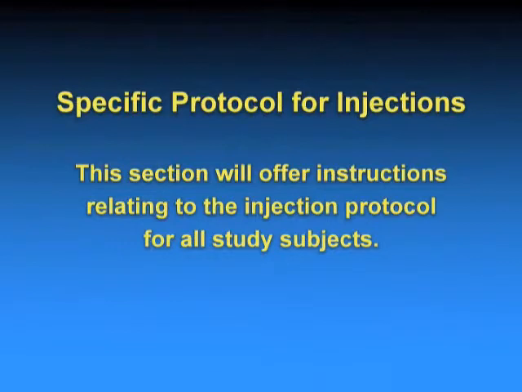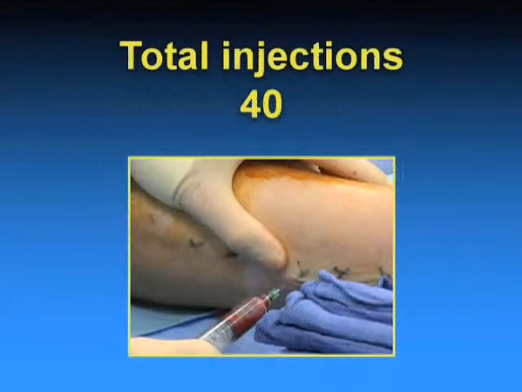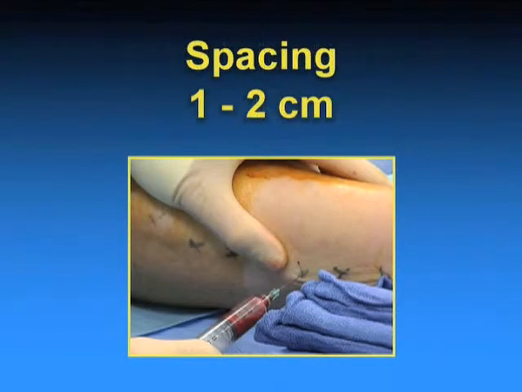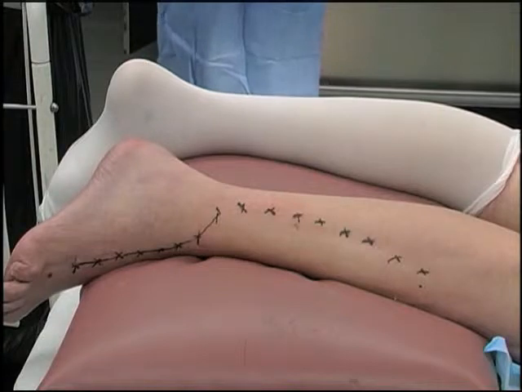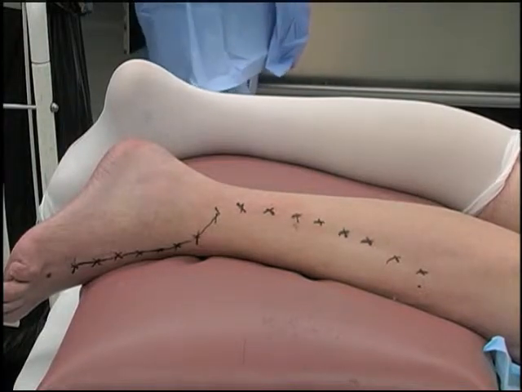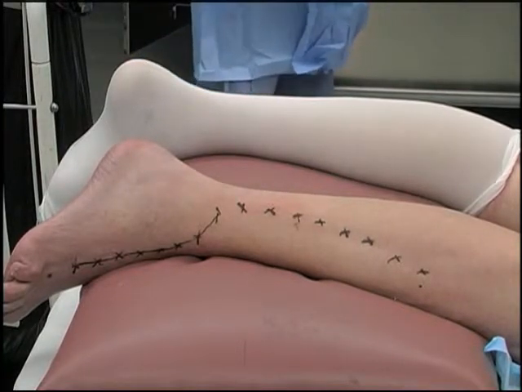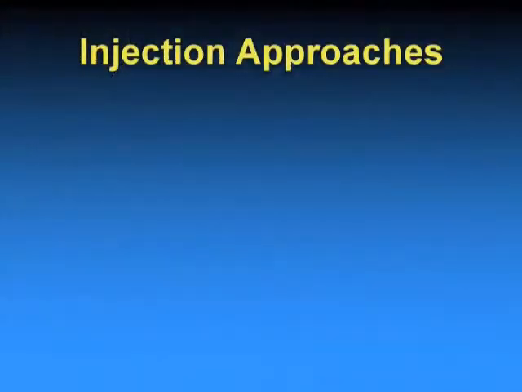This section will offer instructions relating to the injection protocol for all study subjects. 40 injections will be delivered with spacing of 1 to 2 centimeters. The injections will therefore cover a linear distance of 40 to 80 centimeters, less if injections are placed around an ulcerated site. The approaches are similar to the surgical planes used for direct access to these target arteries. Typical approaches are as follows.